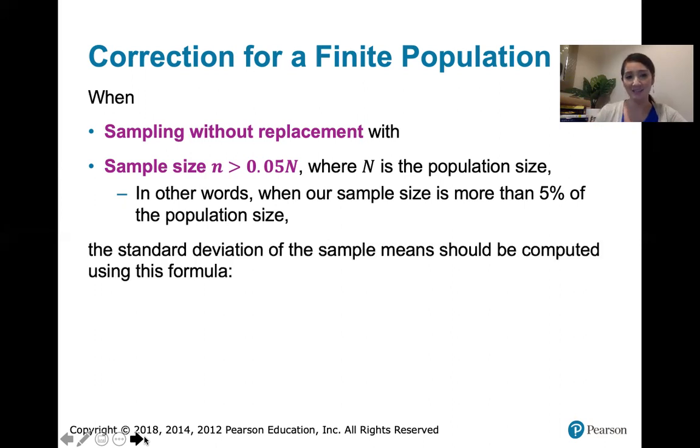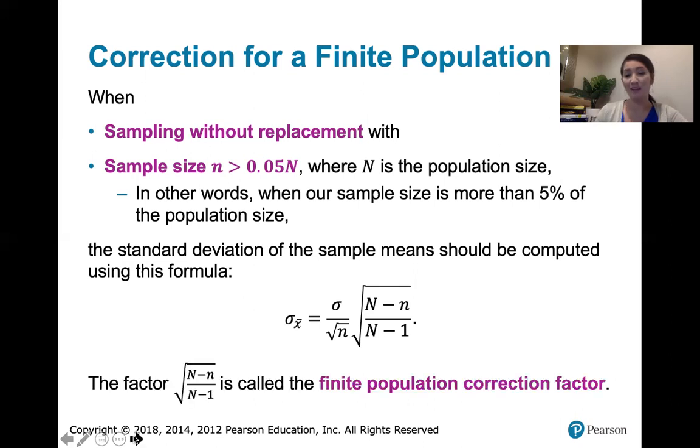In that case, the standard deviation of the sample mean should be computed using this formula. Basically, we take the old formula and multiply by this extra factor. It's the square root of the difference between the population size and the sample size, divided by the difference between the population size and 1. That extra factor is called the finite population correction factor. Everything else will stay exactly the same.